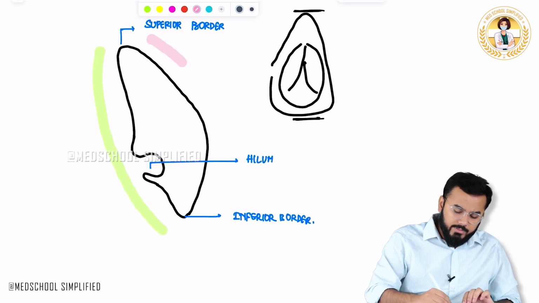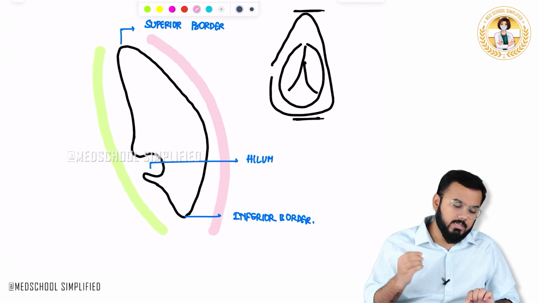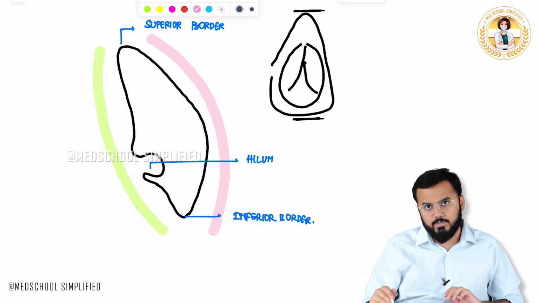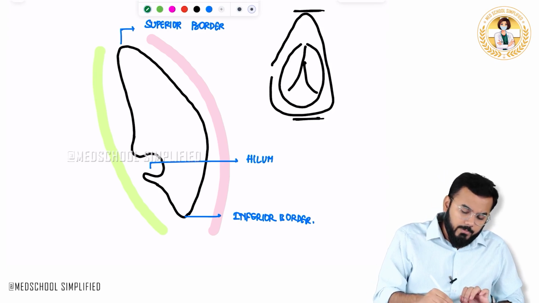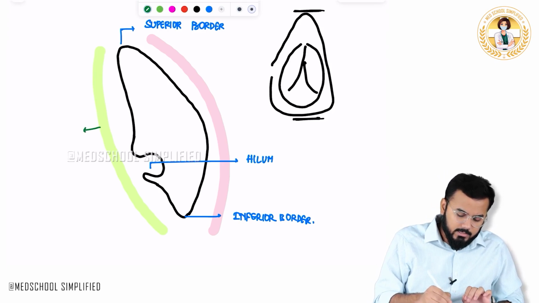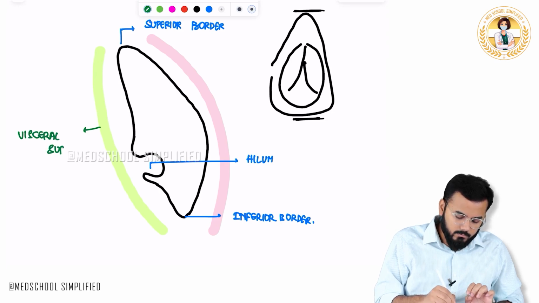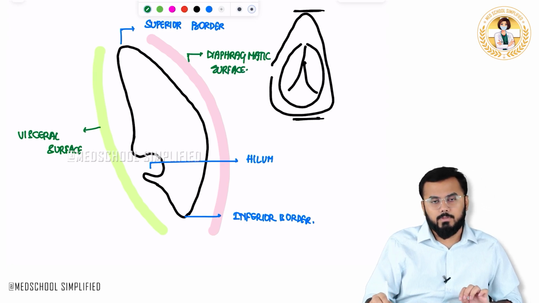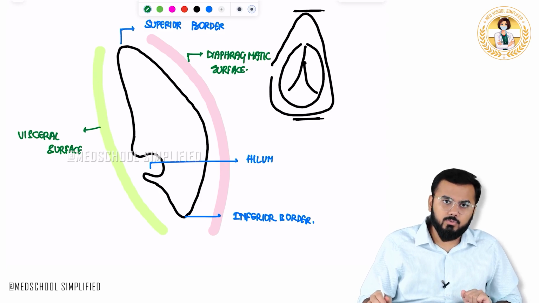Okay. In the same way, this entire surface which you can see right now is called the diaphragmatic surface. This is the surface which is facing the diaphragm. This is the surface which is facing the visceral organs. So you call this entire surface the visceral surface. And this entire surface is called the diaphragmatic surface. Okay, so these are the two important things which you need to know.